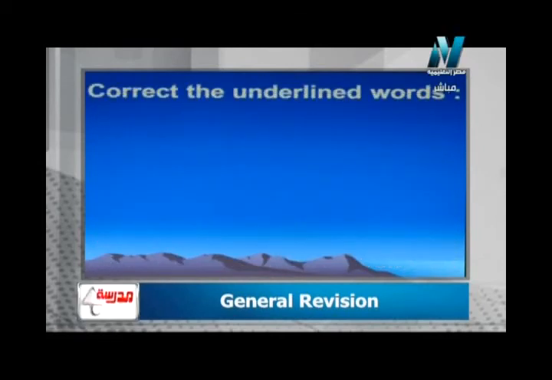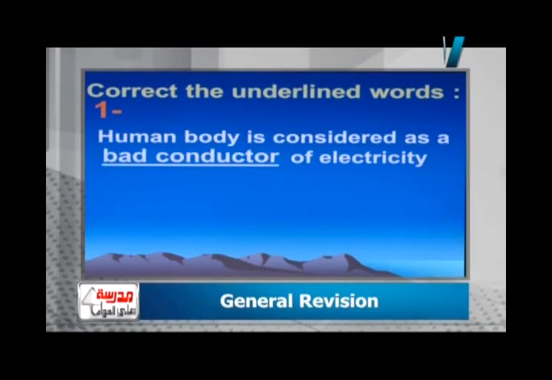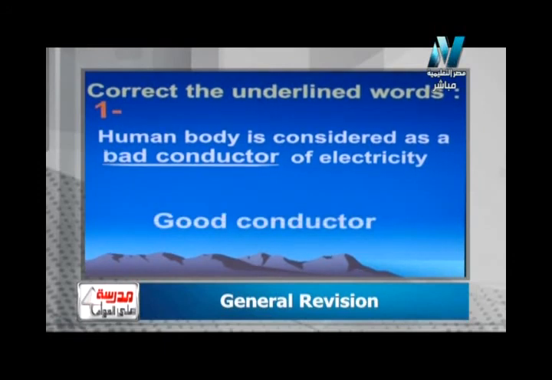Another type of question. This type of question says correct the underlined word. صحح الكلمات تحتها خط. We must read the question carefully to know how to answer. So the question says that human body is considered as bad conductor of electricity. Surely human body isn't a bad conductor. Human body is a good conductor.